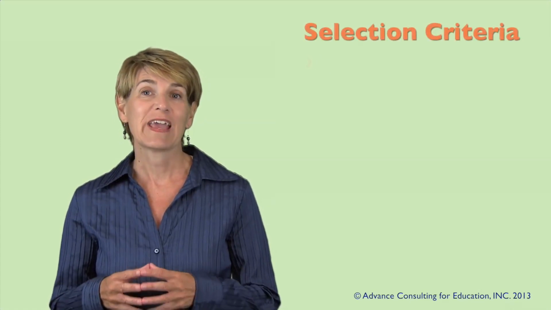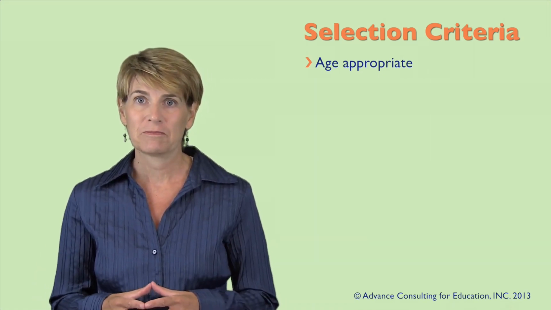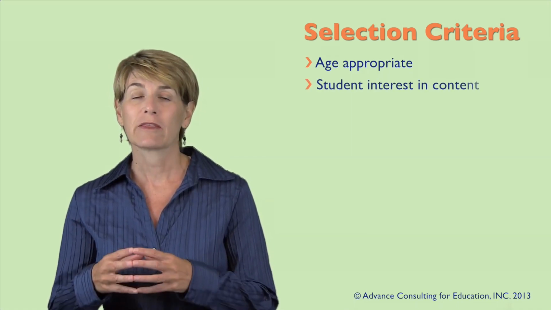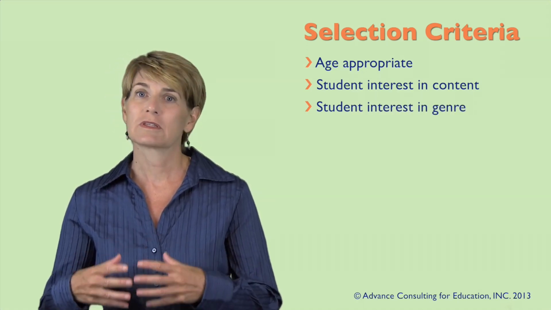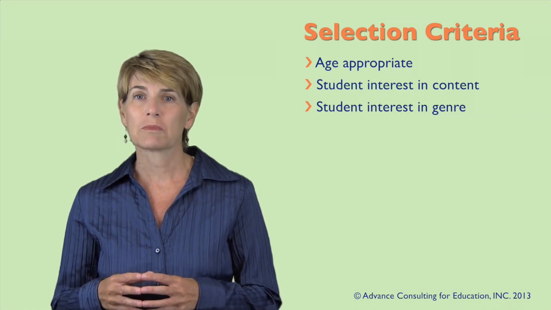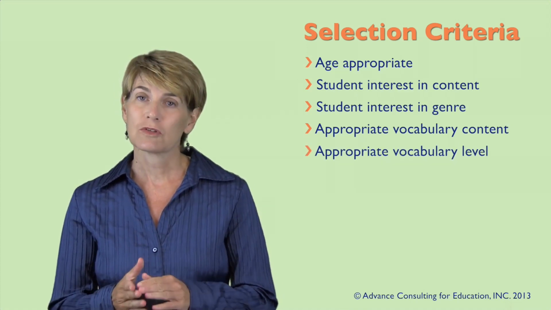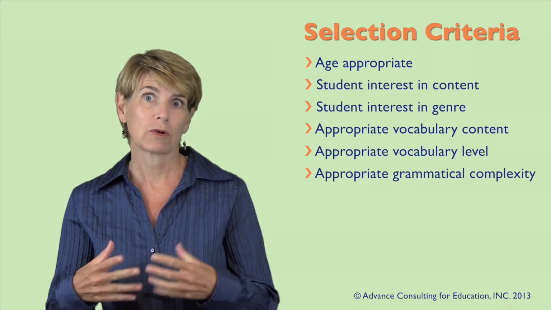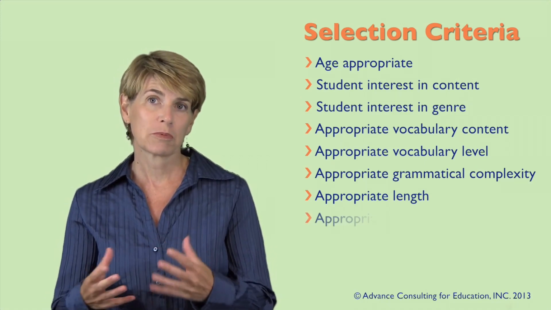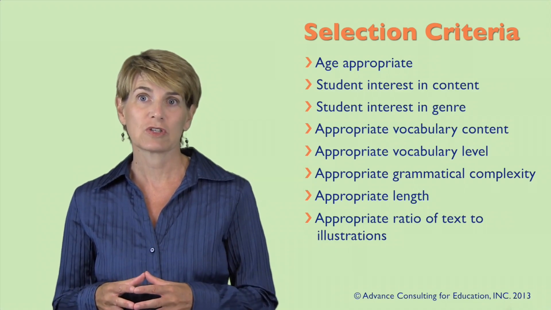The work selected should be age appropriate. So it should be written for adults and read by adults, or written for kids and read by kids. It should also be appropriate in terms of student interest, both in terms of the content and the genre. And by genre, I mean whether it's a mystery story or an adventure story or a romance. The work selected should also be appropriate in terms of vocabulary content and vocabulary level. It should also be appropriate in terms of its grammatical complexity or its grammar level. It should be appropriate in terms of length. And finally, there should be an appropriate ratio of text to illustrations, both for the student background and student language proficiency level.